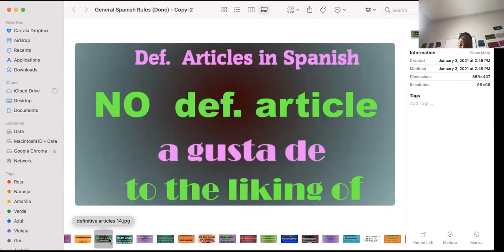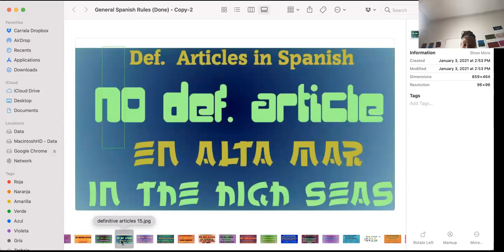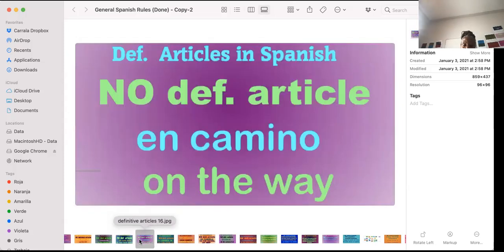So we have no definite article. In English, you say "to the liking of," but in Spanish, no definite article: a gusta de. Same thing here, no definite article in alta mar, "on the high seas." Same thing here, "on the way," in Spanish, no definite article: en camino.